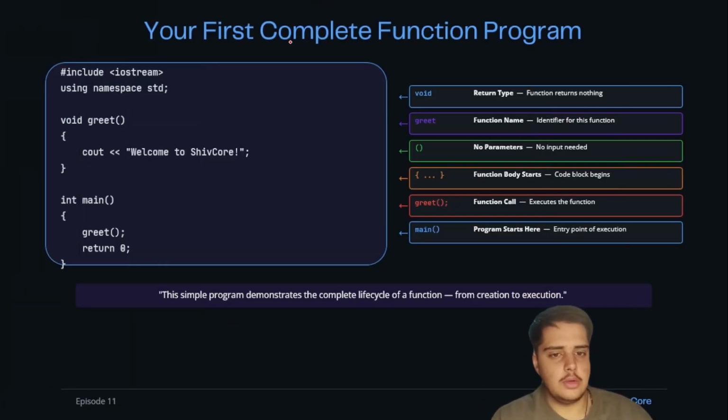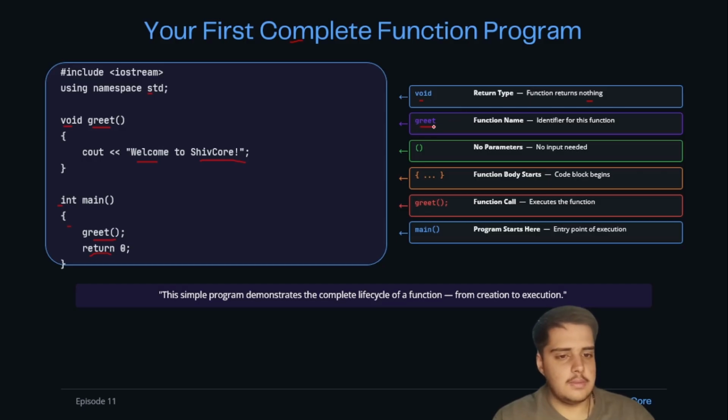Coming next, your first complete function program. Using hashtag include iostream, using namespace std, a void greet function is made here. We have written welcome to ShivCore. Below, in int main, the greet function is called and then return 0. So here the return type is void, which means the function returns nothing. It simply prints, it doesn't return a value.